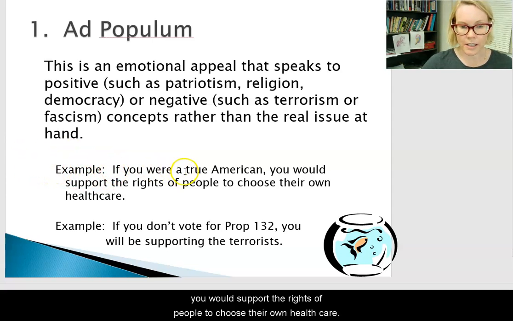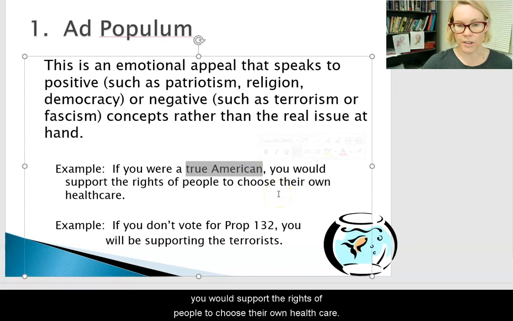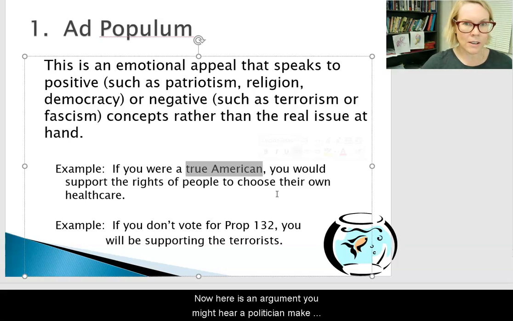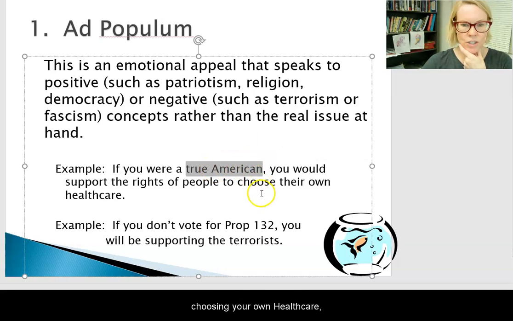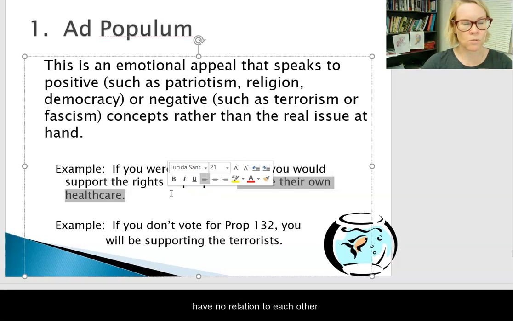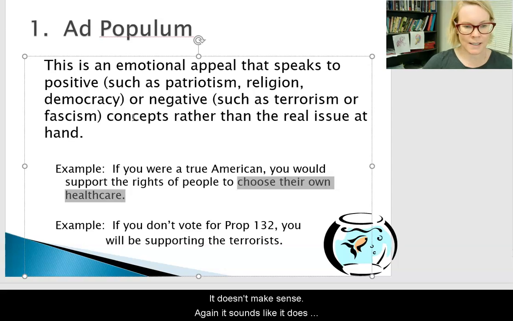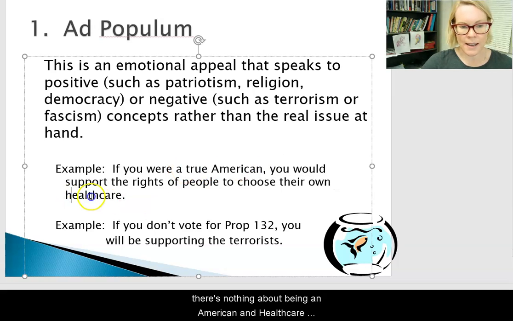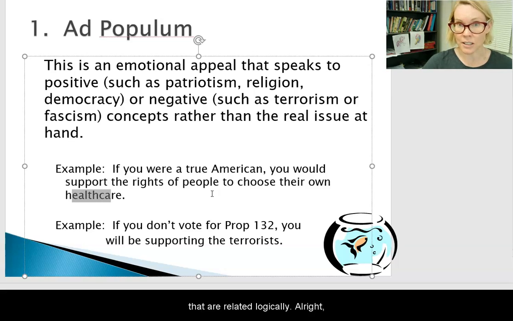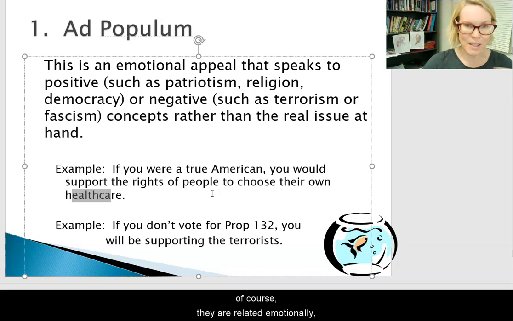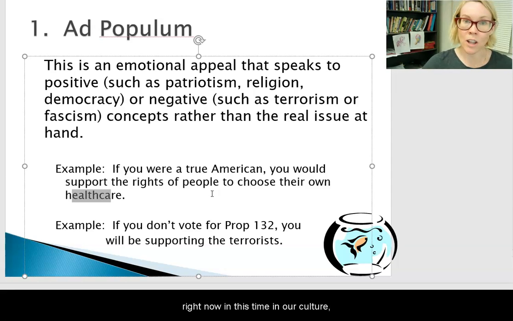If you were a true American, you would support the rights of people to choose their own health care. Now that's an argument you might hear a politician make, right? But if you think about it, being an American and choosing your own health care have no relation to each other, right? They're not related. Your patriotism has nothing to do with whether you want to choose your own health care or you don't. I don't know. It doesn't make sense. Again, it sounds like it does when you first hear it, but if you really think it through, there's nothing about being an American and healthcare that are related logically, all right? Of course, they are related emotionally right now in this time in our culture, but they're not related logically.